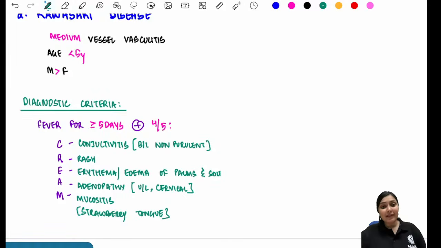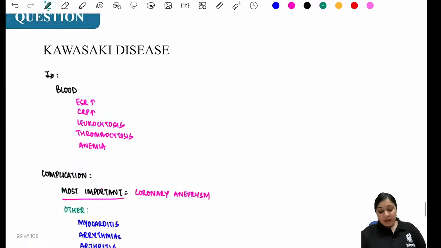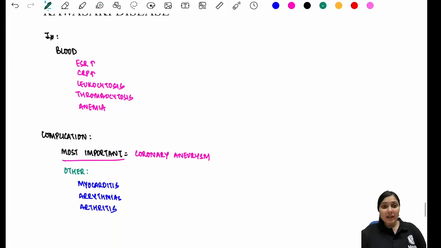By the mnemonic GREEN. C is for conjunctivitis. We have bilateral non-purulent conjunctivitis. R is the typical rash. E is for erythema or edema of palms and soles. A, adenopathy, unilateral cervical adenopathy. And M is for mucositis, strawberry tongue. Right? And investigations, so we do blood investigations where we see elevated ESR, CRP, leukocytosis, thrombocytosis, and anemia.